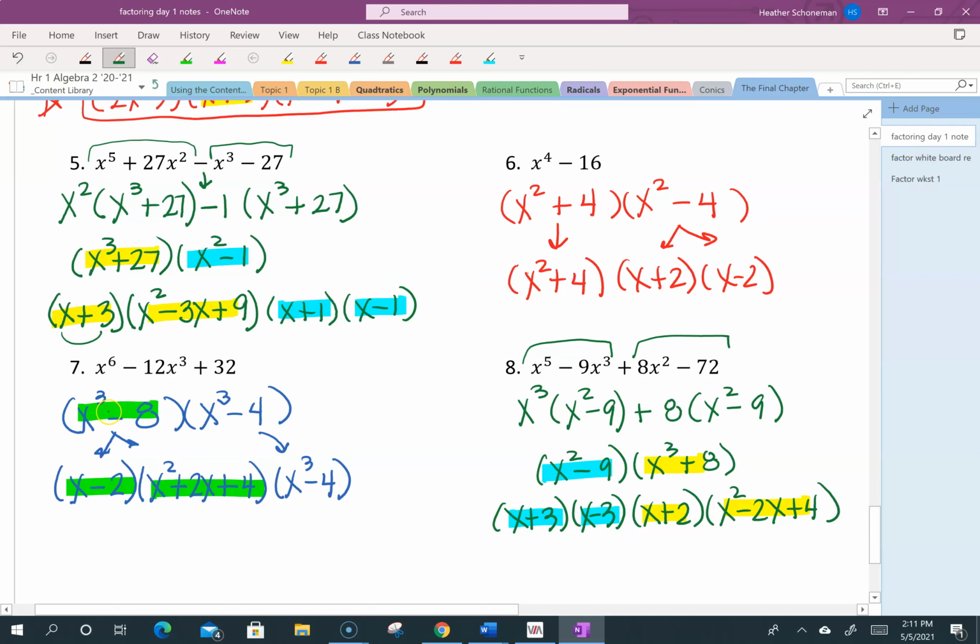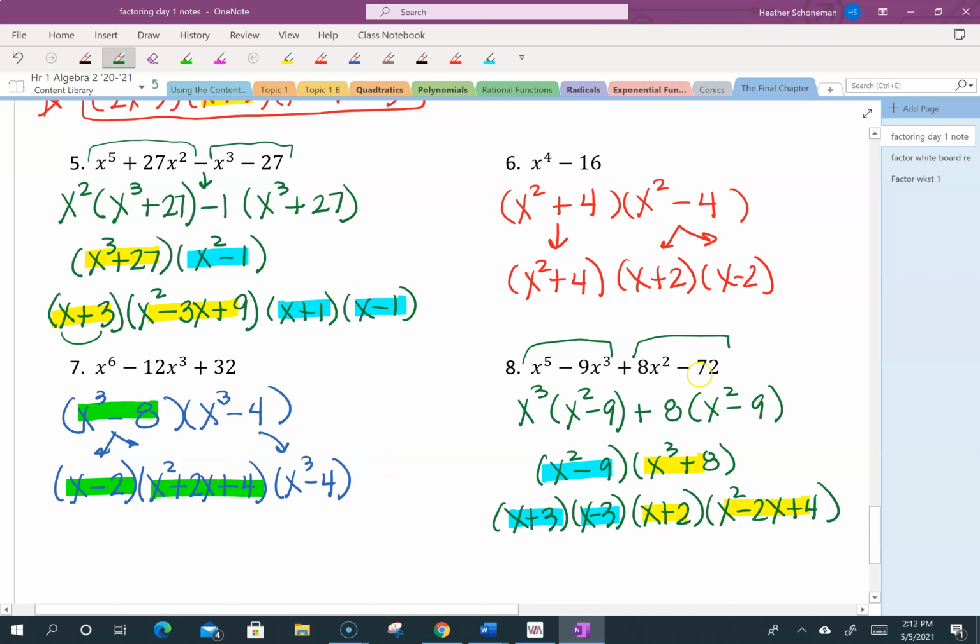Let's look at number 7. That was a trinomial with leading coefficient of 1, so I went straight to my 2 parentheses, but instead of doing x and x, I did x cubed and x cubed. The 2 numbers that multiply to 32 and add to negative 12 would be negative 8 and negative 4. The x cubed minus 8 fits my cube pattern, and so I used it there in the green. But the x cubed minus 4, I can't take the cube root of 4. It doesn't fit one of the patterns, and so it just stops there.